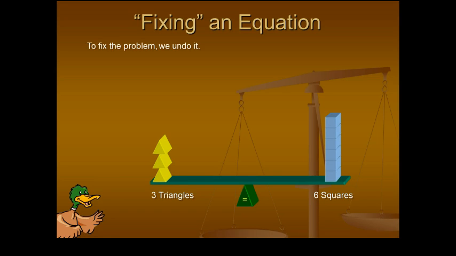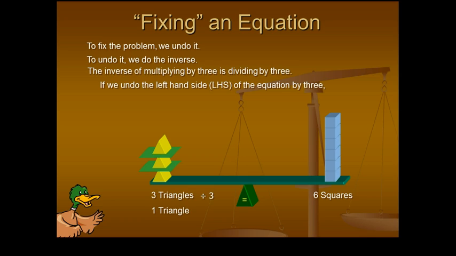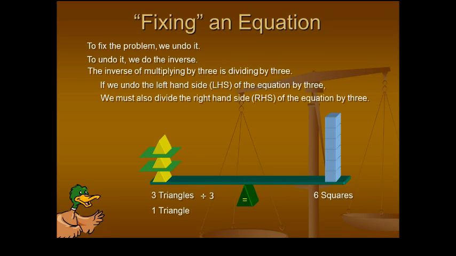To fix the problem, we undo it. To undo it, we do the inverse. The inverse of multiplying by 3 is dividing by 3. 3 triangles divided by 3 is 1 triangle. If we undo or divide the left-hand side, LHS, of the equation by 3, we must also divide the right-hand side, RHS, of the equation by 3. 6 squares divided by 3 is 2 squares. So each 1 triangle is worth 2 squares.